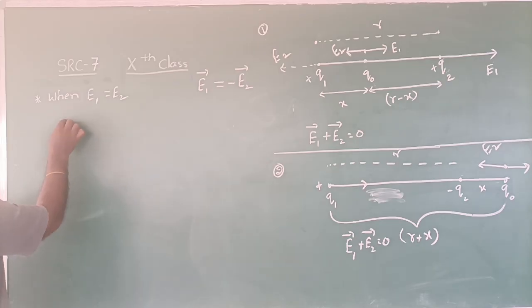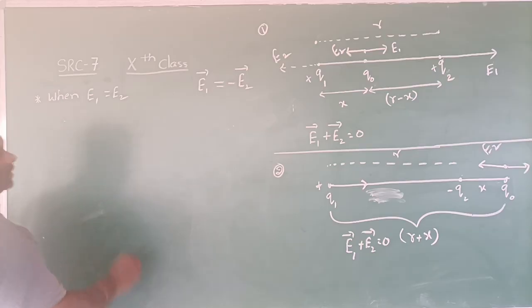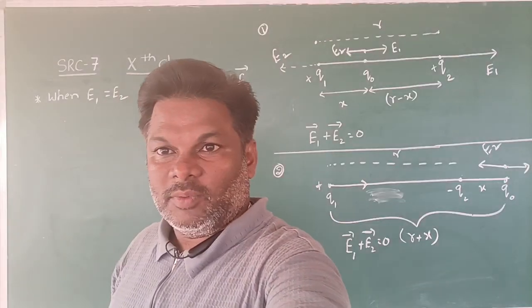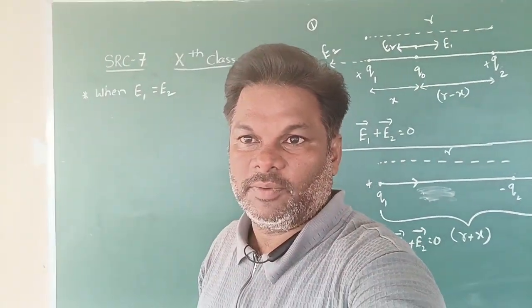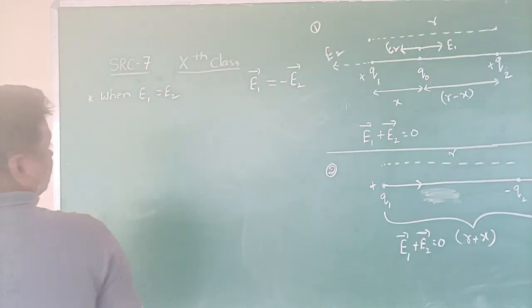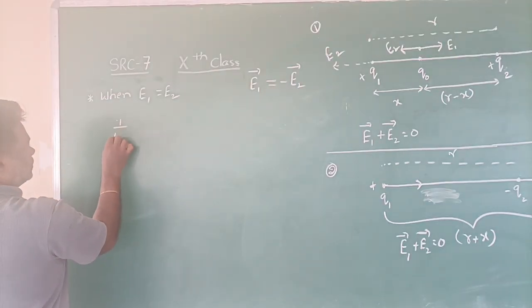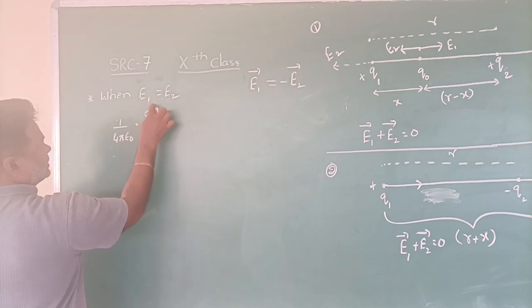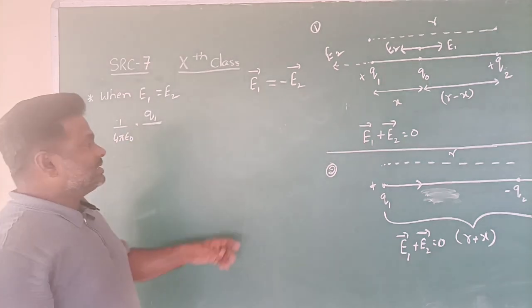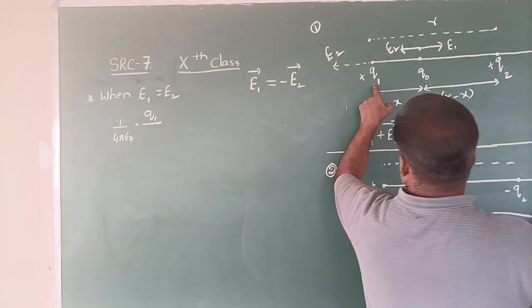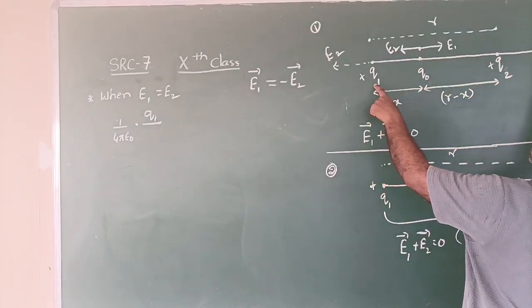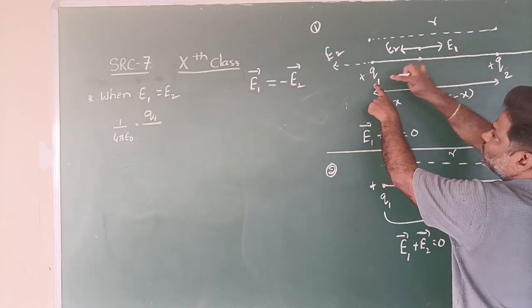What is the formula for E1? F by q naught. Already in your previous class we discussed the formula for that. I will write it directly: E1 is equal to 1 by 4 pi epsilon naught, Q1 by, because it is E1, Q1. This E1 is the electric field due to Q1, acting away from Q1 towards the right side. This is due to Q1.